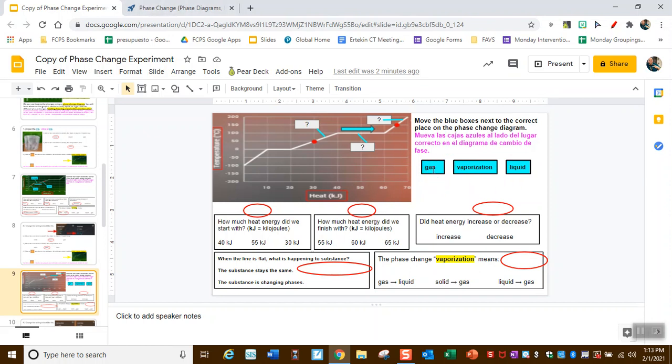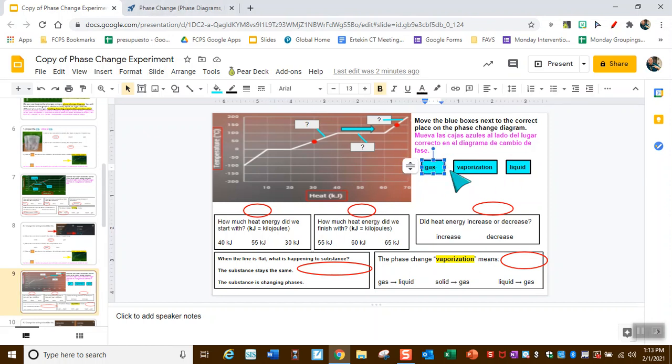So do the same thing we did before. Tell me where is gas, where is vaporization, and where is liquid on the graph, okay?